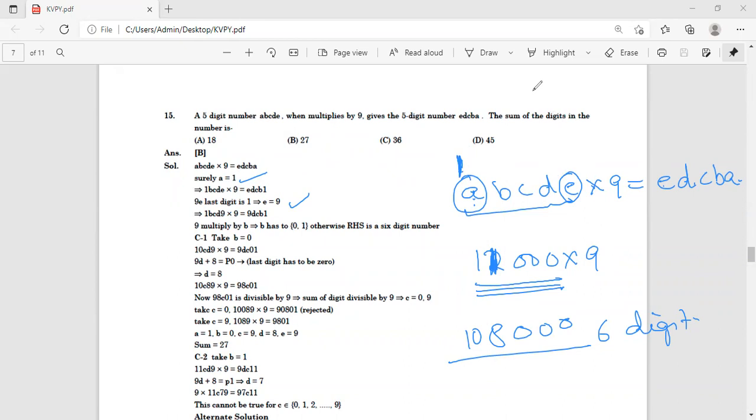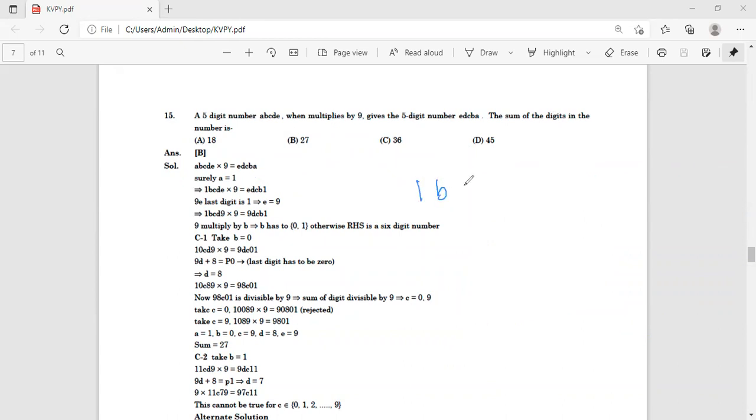So we come to this step. The number is 1, B, C, D, 9. If you multiply it by 9, you'll get 9, D, C, B, 1. Now B can be 0 or 1. So let us first try B as 0. Let us take the case B as 0.